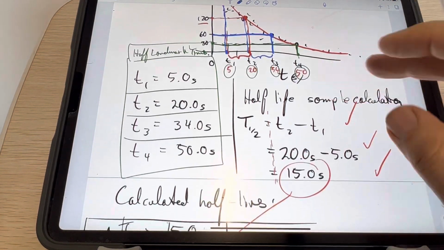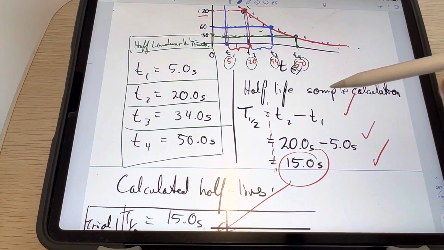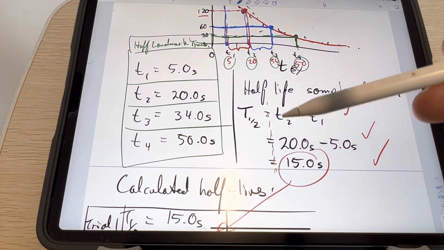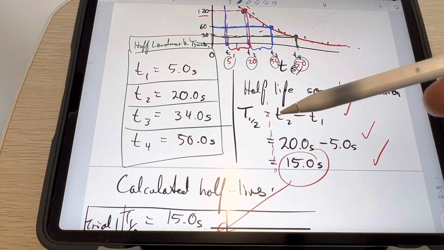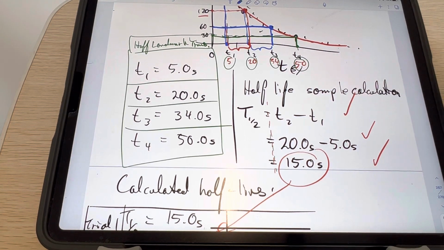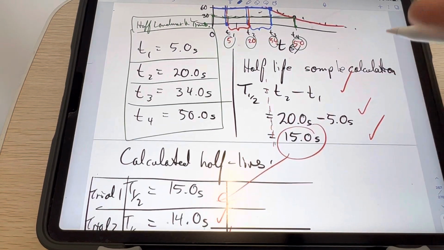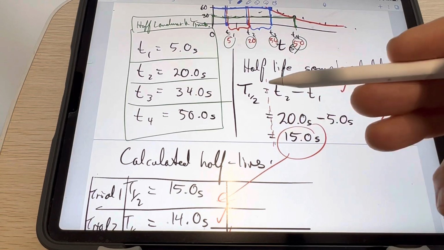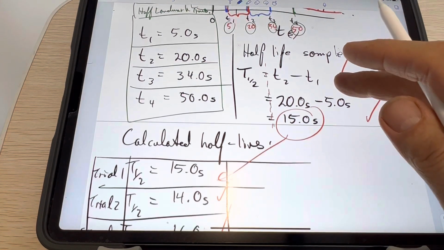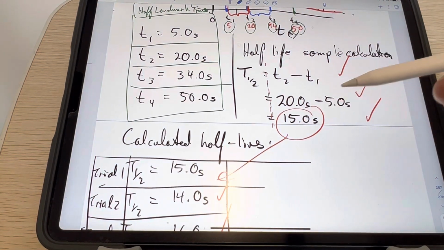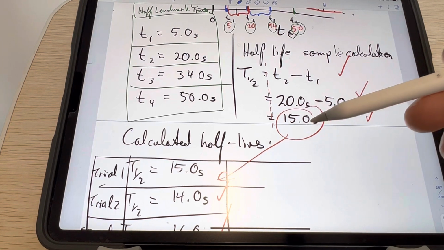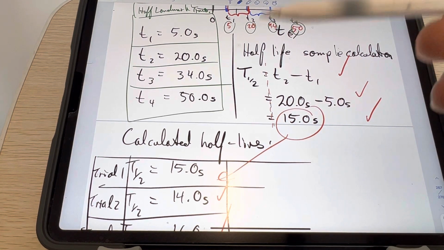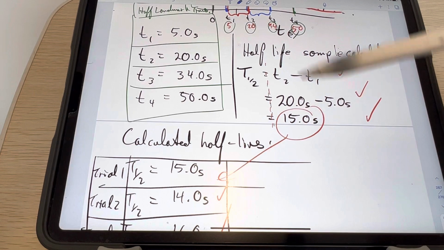So you'll write down this equation, the half-life sample calculation. It's very simple. The half-life, the first one, equals T2 minus T1. And then right below that, look at those equal signs vertically aligned. You will type in the data values: 20 seconds minus 5 seconds. That gives you 15 seconds. That is the half-life value.